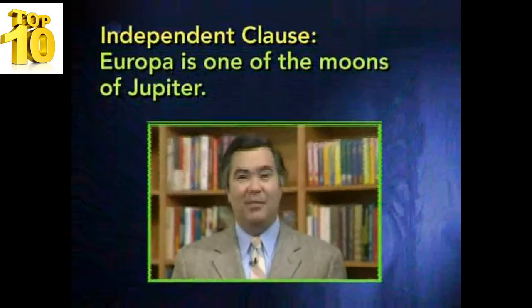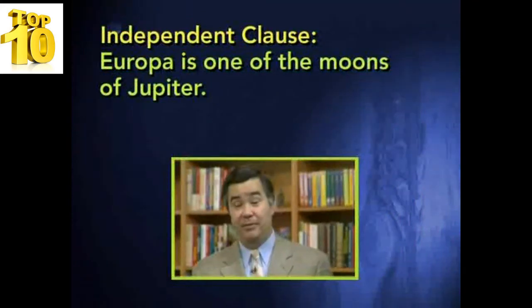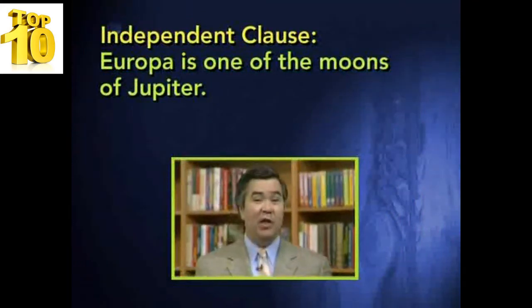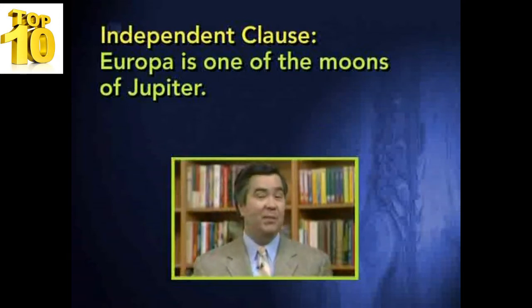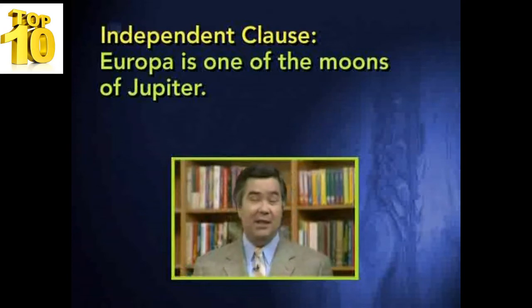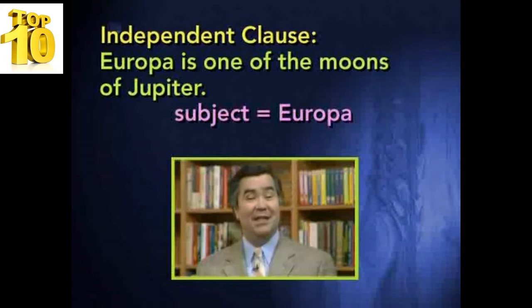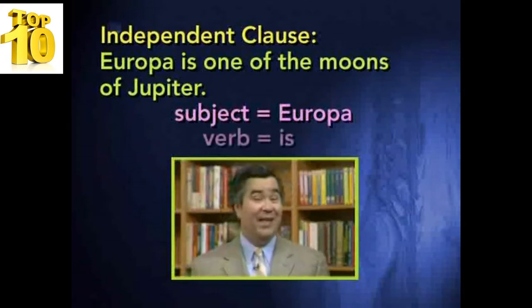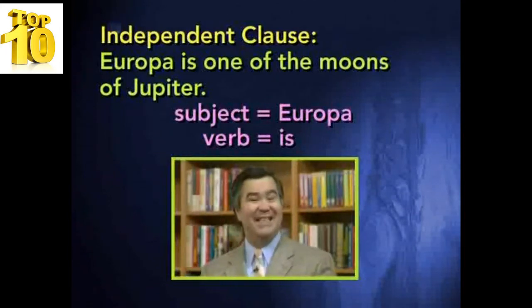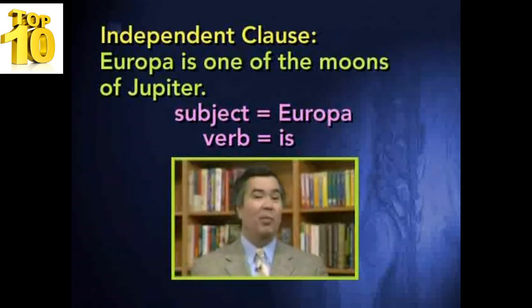Take a look at this example. Europa is one of the moons of Jupiter. Now, this is a clause because it's a group of words that contains both a subject and a verb. Can you identify the subject and the verb in this sentence? The subject is Europa. Europa is what the sentence is about. The verb is. That is what Europa is or does in this sentence. It is something. And the rest of the words tell us what Europa is, one of the moons of Jupiter.